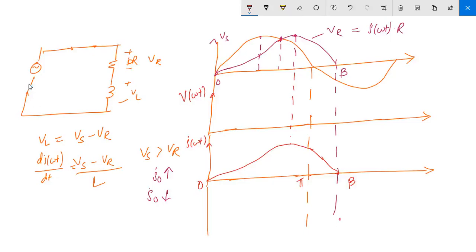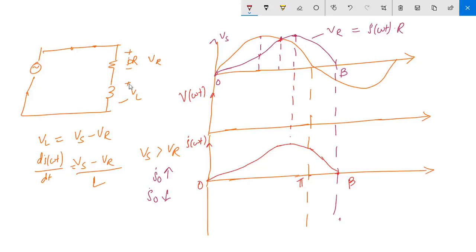Current has started from 0 to pi, no doubt, because the diode is forward bias, that's why the current is flowing. But from pi to beta, because the current is not equal to 0, it will tell your diode to remain on till the current gets to 0. I am again repeating it. From 0 to pi, the diode is forward bias, the diode is conducting the current to the inductor, the inductor stores energy.